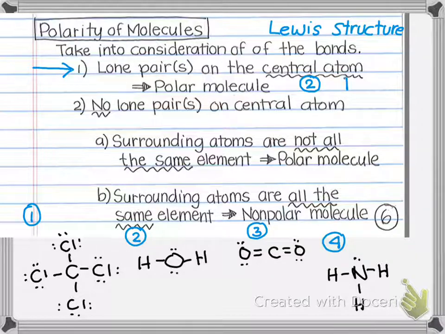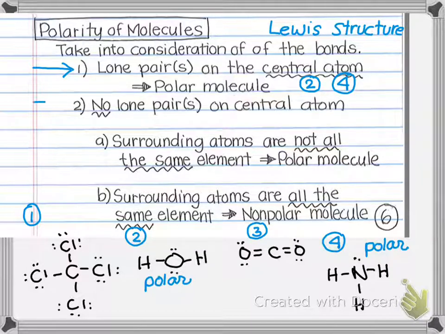2 and 4. So water right here is a polar molecule. The lone pairs on the central atom help us see that the electrons are going to be unevenly distributed. And then NH3, this is ammonia. When you have the central atom there, I see there are lone pairs. It helps me decide that I would predict that is a polar molecule.